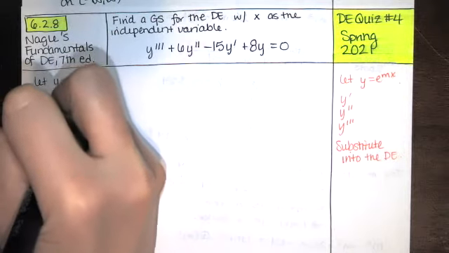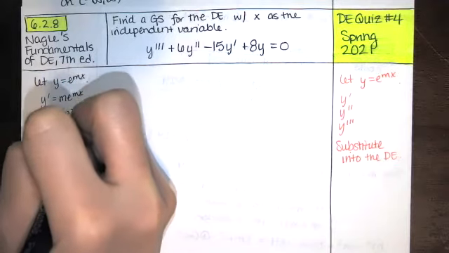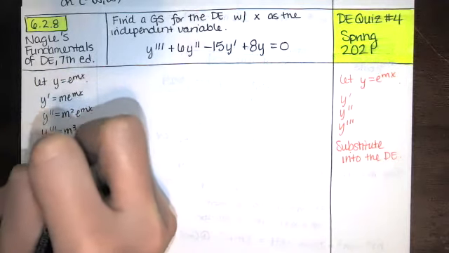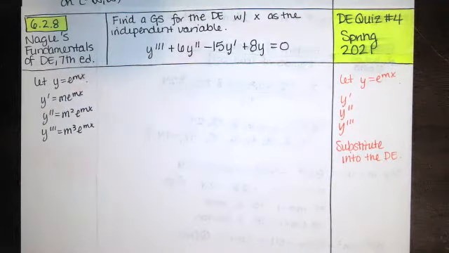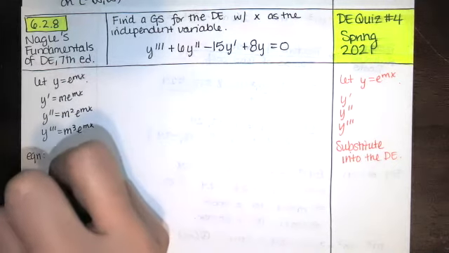Compute the first derivative. Compute the second derivative. You're multiplying by an extra m every time because of the chain rule. Derivative of e to some power is e to that power, mx, times the derivative of the inside. And the derivative of a constant times x is just the constant. That's the m. So then we'll substitute into the differential equation, and that'll lead to this algebraic equation.